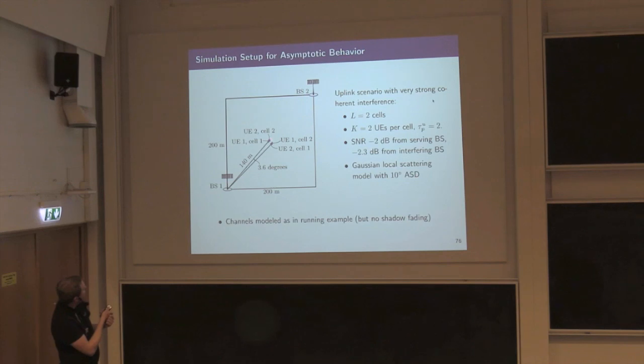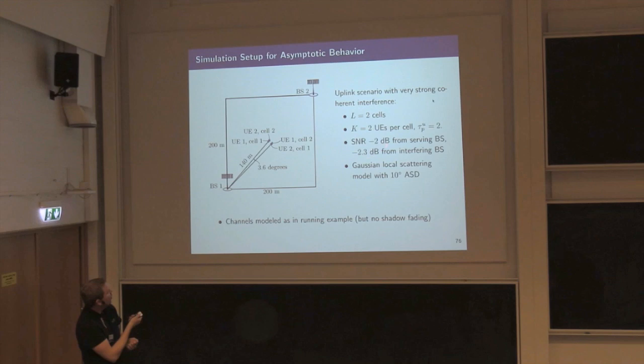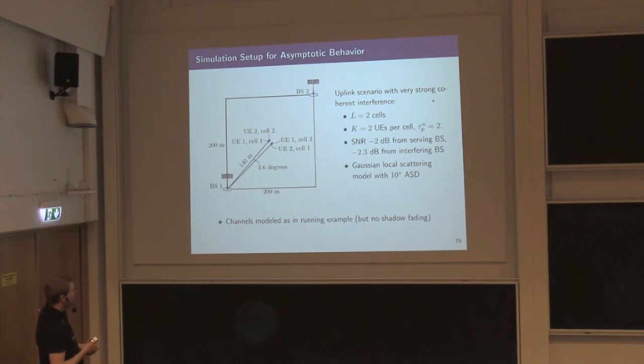User 2 in cell 2, user 2 in cell 1. And I have two users with a pilot sequence length of 2. I have minus 2 dB SNR for my serving base station and almost the same SNR from the interfering base station. And I once again use this Gaussian local scattering model. But I neglected shadow fading just so I don't need to impose any additional variations on this setup, because it's difficult enough to simulate.